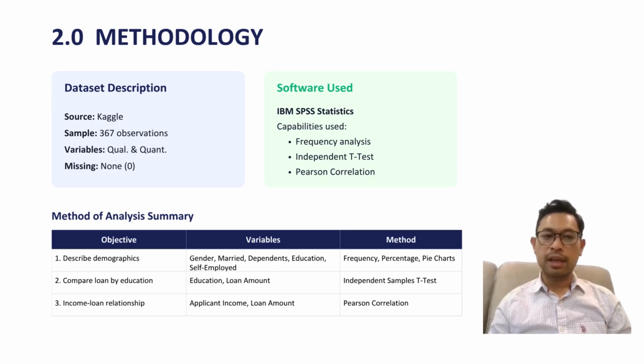For our analysis, we use IBM SPSS Statistics due to its user-friendly interface and capability to perform frequency analysis, independent samples t-test, and Pearson correlation. As shown in the table, for Objective 1, we use frequency distribution, percentage, and pie charts. For Objective 2, we use the independent samples t-test, and for Objective 3, we use Pearson correlation. With that, I will now hand over to Husna, who will present the descriptive analysis findings. Thank you.